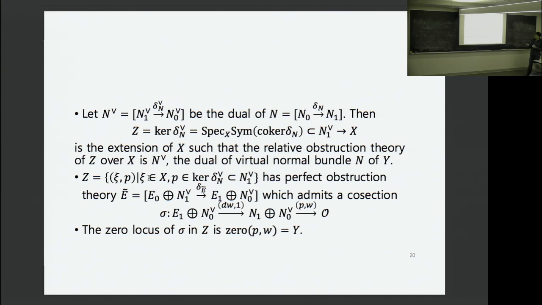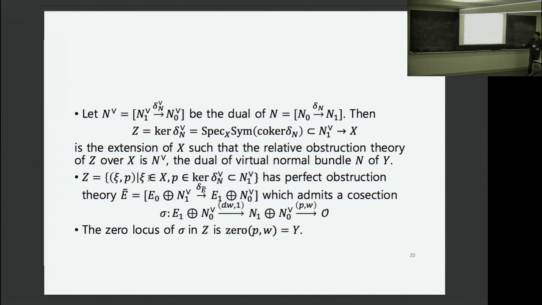So now my space Z is X plus the kernel of delta N. So it comes with a natural perfect obstruction theory, which is a direct sum of E together with N dual. Now, under this setting, we have a canonical cosection.